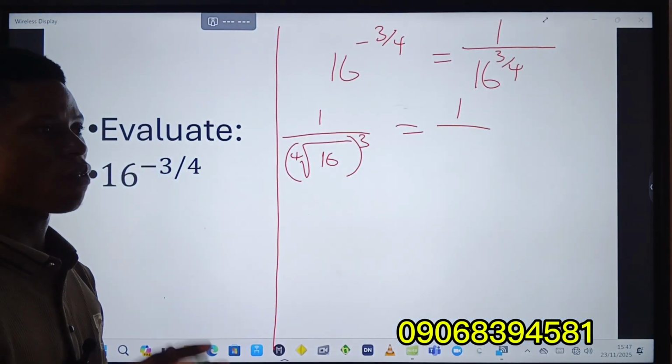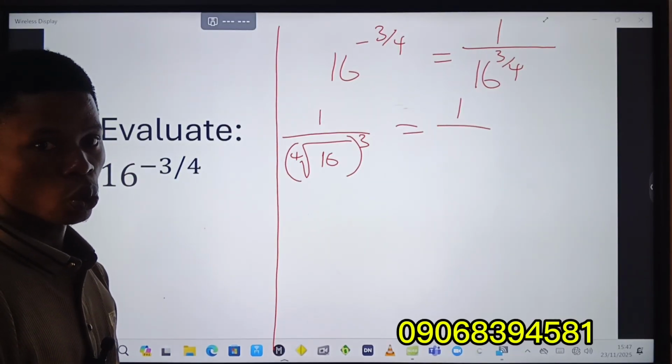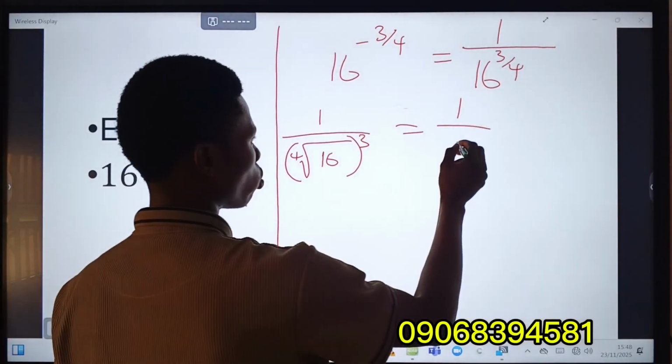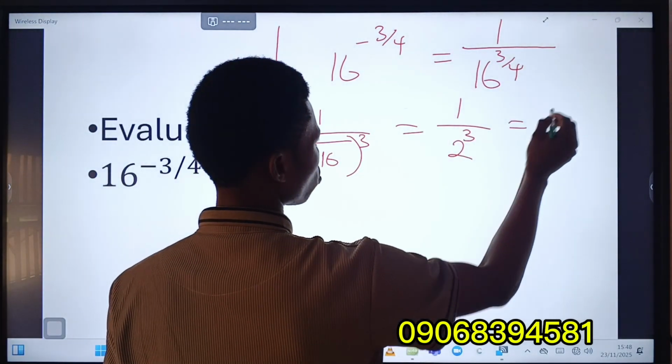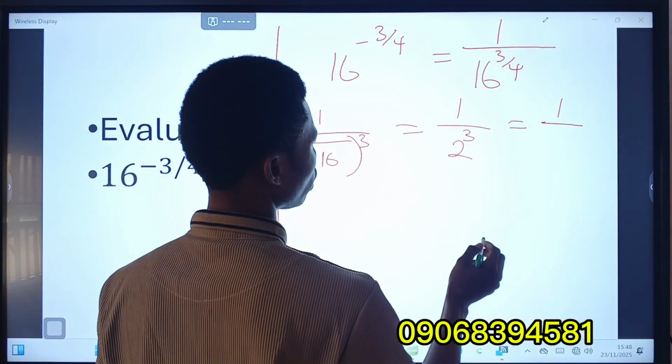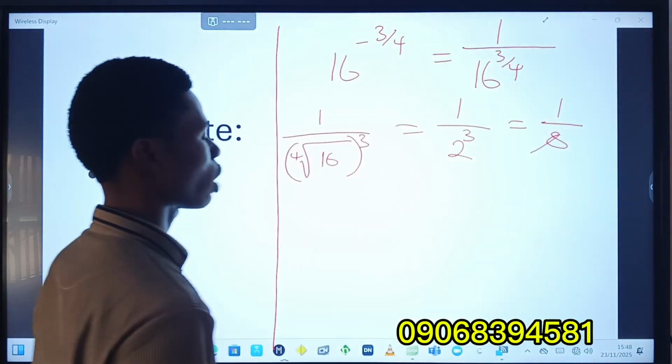What is the 4th root of 16? What will you multiply by itself 4 times for you to get 16? That will be 2, right? 2 times 2 times 2 times 2 gives us 16. So we'll be having 2. So everything here becomes 2 raised to power 3. Now this will be 1 over 2 raised to power 3. 2 raised to power 3 is 8. So 1 over 8 becomes our answer.